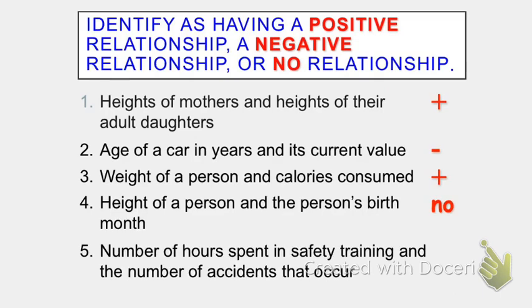Number of hours in safety training and the number of accidents that occur. Ideally it should be negative. But it could potentially be no relationship. It could be no relation or positive.